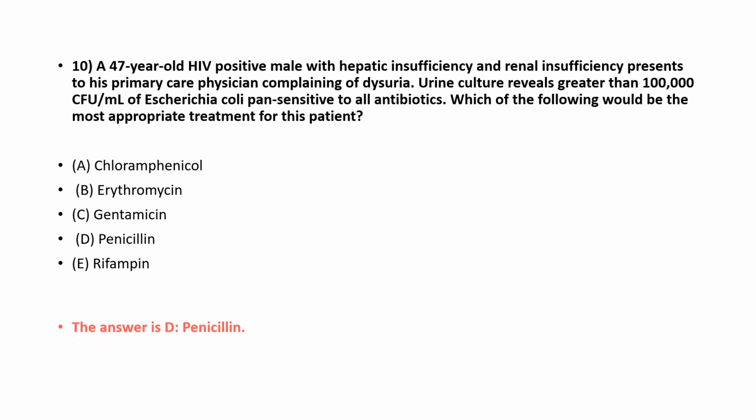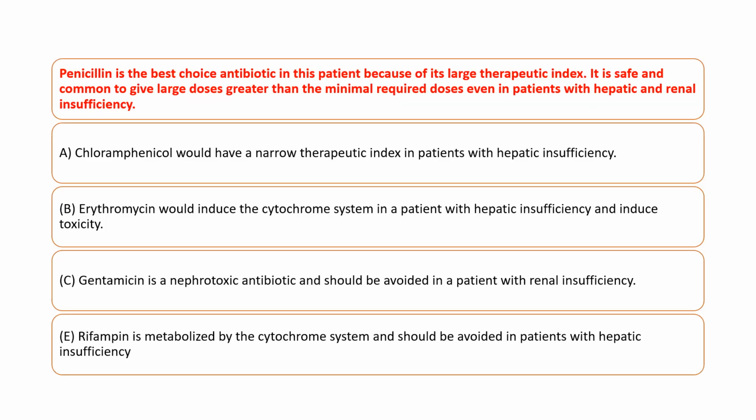Here the correct answer is option D, that is penicillin, which would be the most appropriate treatment choice for this particular patient. An explanation for this answer is that penicillin is the best choice antibiotic in this patient because of its large therapeutic index. It is safe and common to give large doses greater than the minimal required doses even in patients with hepatic and renal insufficiency. Then the remaining other options are wrong.